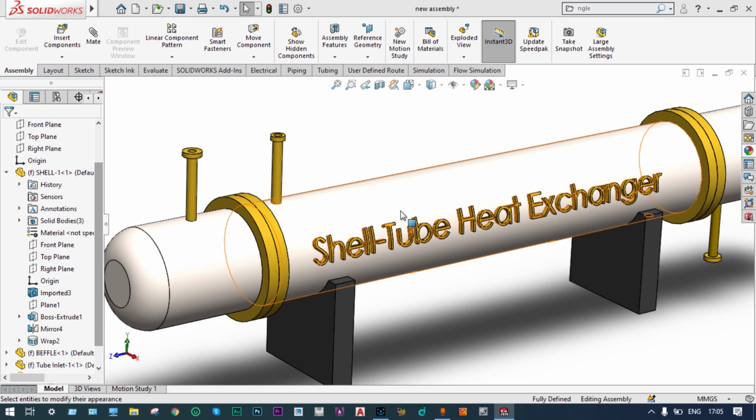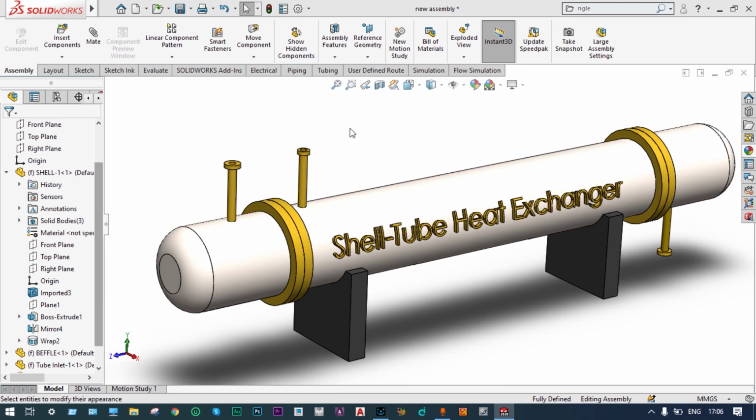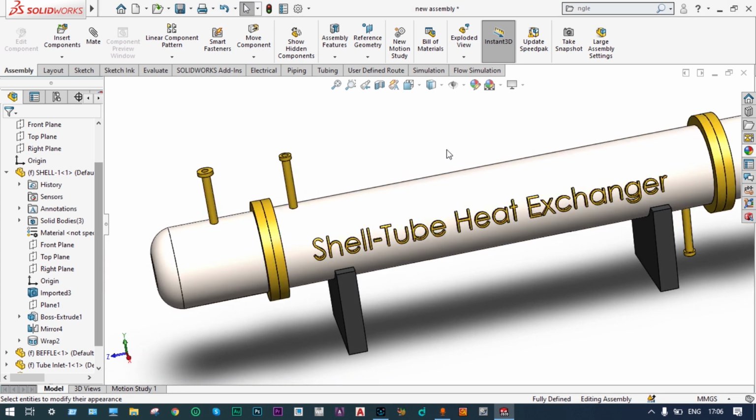Inside this one we have made a series of copper tubes, and these flanges are made up of brass, and these supporting bases we have made with iron, and we have made the shell with steel, and this inlet and this outlet valves are made up of brass. We have 4 valves, as you can see here.